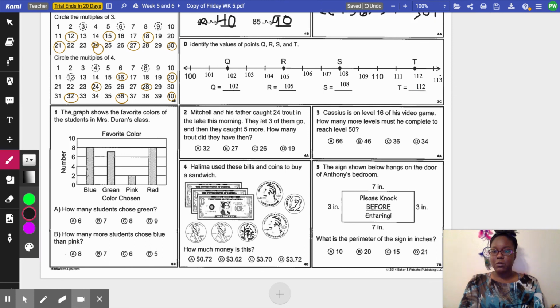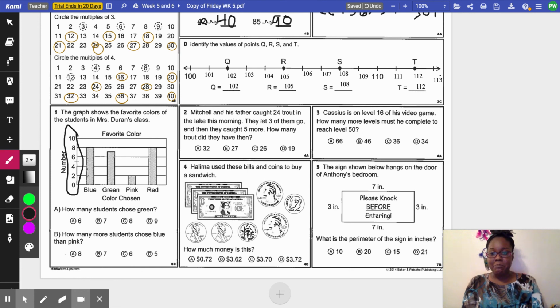Moving on, number 1. The graph shows the favorite colors of the students in Mrs. Duran's class. The graph's title is favorite colors. The number of students is here, and the color they chose is here. I always look at my scale when I have a bar graph. This is a bar graph. My scale is counting by twos. So I almost said 10, but my scale is counting by twos.